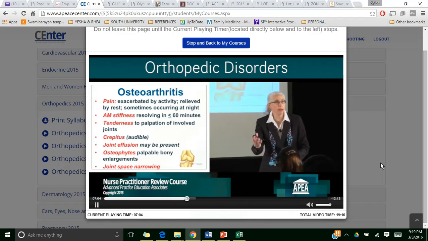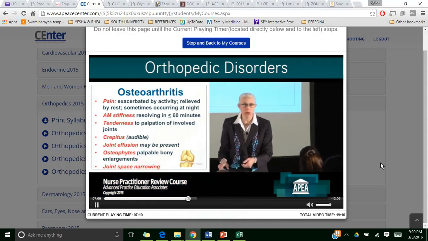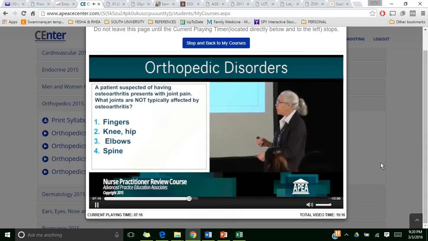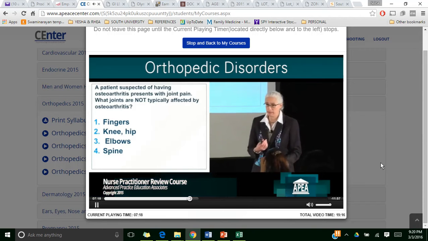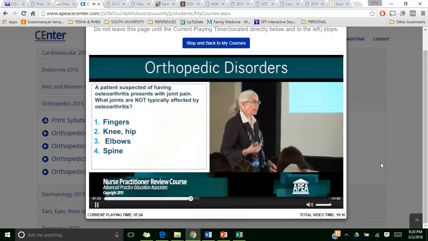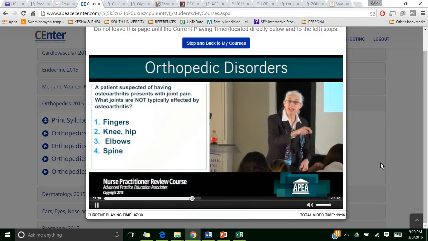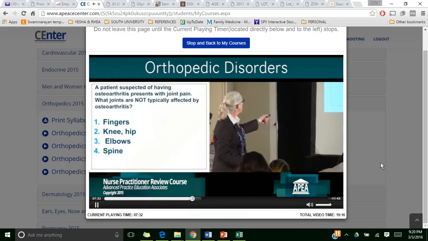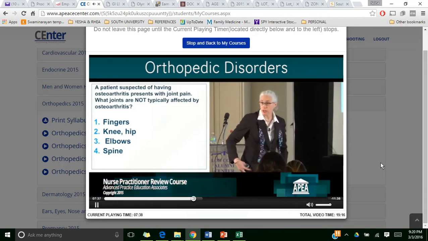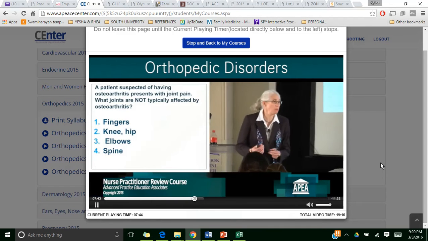So here's my question for you. A patient suspected of having osteoarthritis presents with joint pain. What joints are not typically affected by osteoarthritis? Well, I'll tell you, the most common joints are the fingers. That is a joint where osteoarthritis initially appears in most patients who have it. The knees and hips are commonly affected because they are weight-bearing joints, and that's what's typical of osteoarthritis. And finally, loads of people have osteoarthritis in the spine caused by osteophytes that create loads of pain. So which joints are typically not affected? It's the elbows, right?